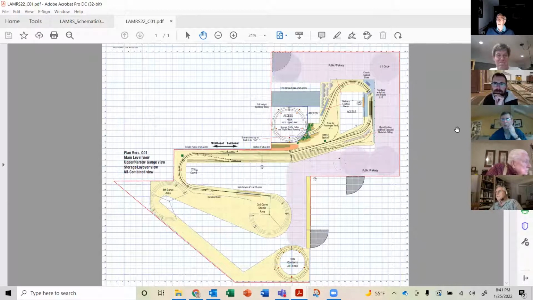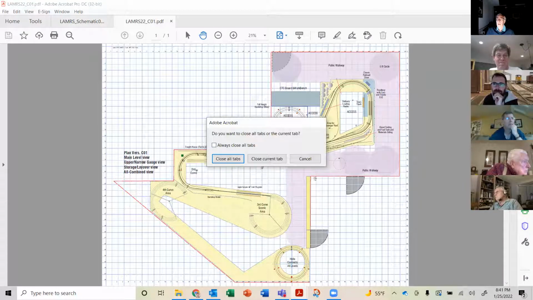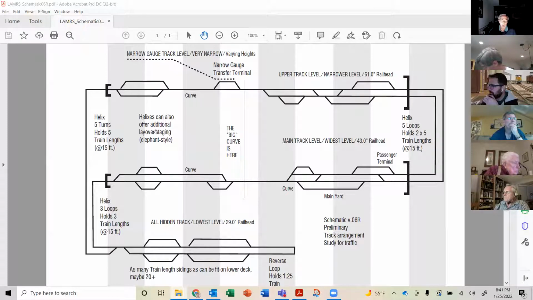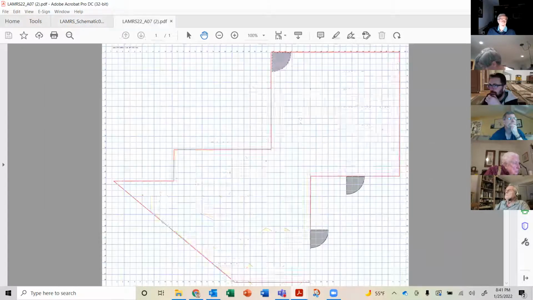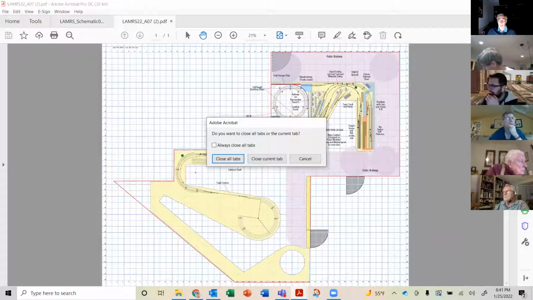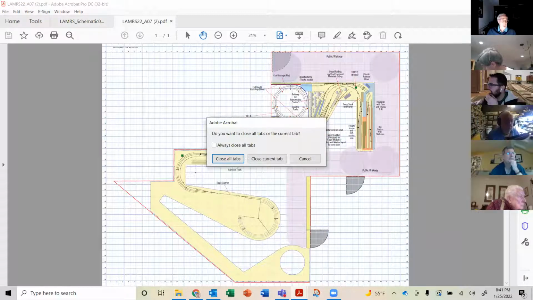I was trying to find that. I showed that earlier. What did I do with it? So basically, right before the reverse loop, there was a crossover in the schematic, and I think I only saw it in schematic form. But anyhow, since we're into minutiae, I thought I would raise that point. Yeah.